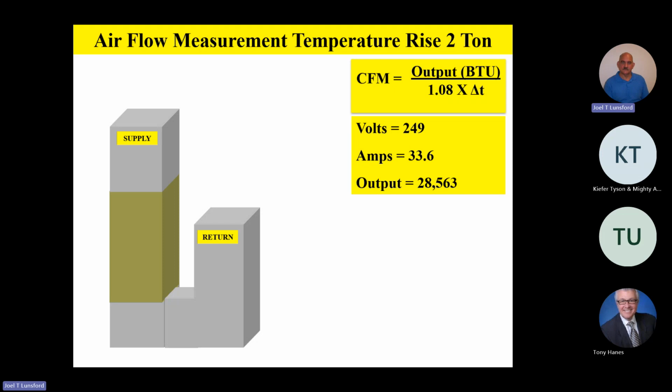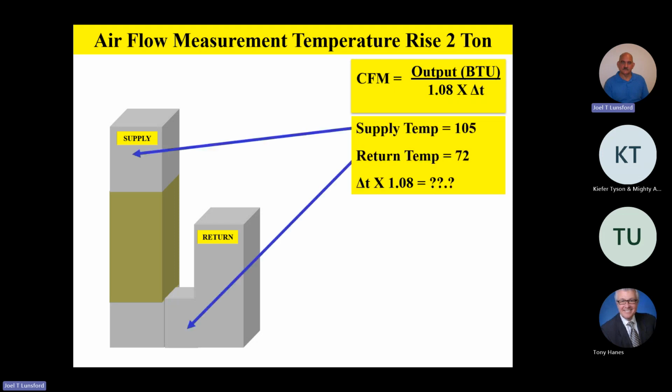Next step we're going to do, so write that down. The next step we're going to do is measure the temperature between the supply and the return. My supply air temp is 105 degrees. My return air temperature is 72 degrees. So let's find the difference.